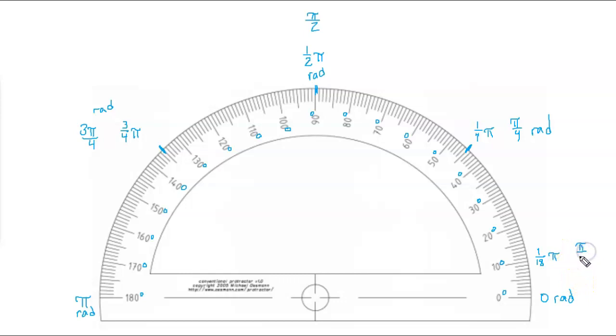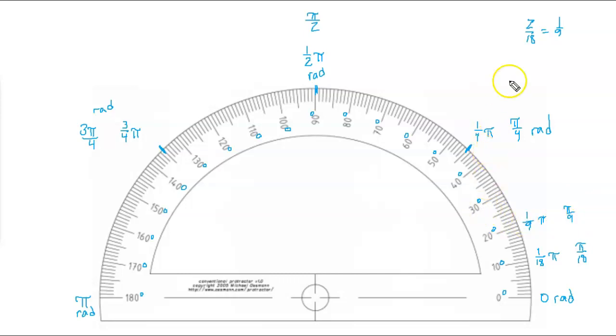So 1/18 of pi would then make this 2/18 of pi, but we don't write fractions like 2/18. That reduces. I don't want to leave it as 2/18. I'm going to have to reduce that down to 1/9. So 20, instead of being 2/18, is going to be 1/9 pi. So that will be pi over 9.